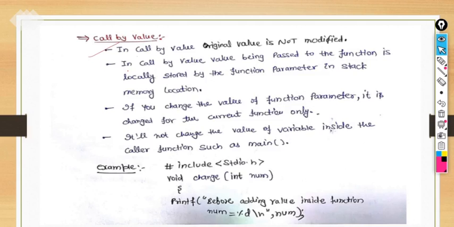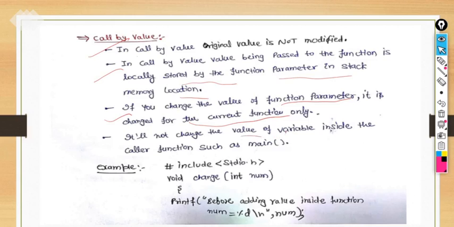We have already mentioned these points: the actual parameters and formal parameters are stored in different memory locations. A function parameter is changed for the current function only. It will not change permanently; it changes only temporarily, for the current function.